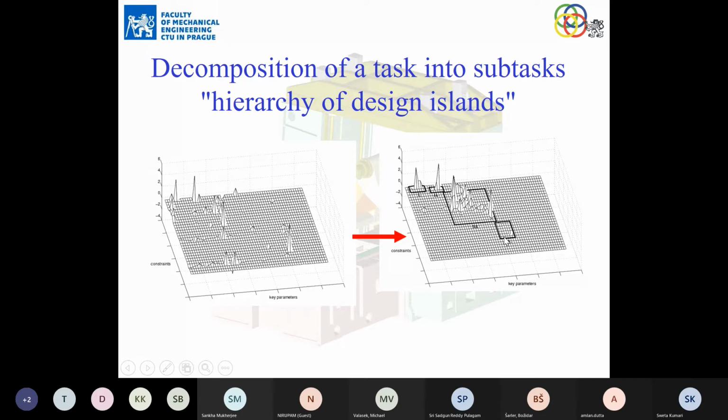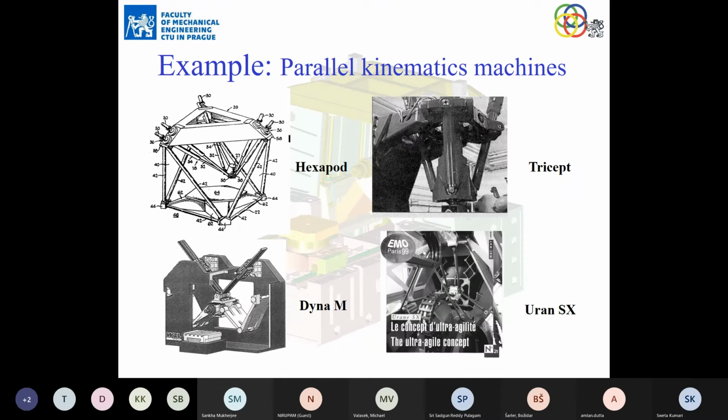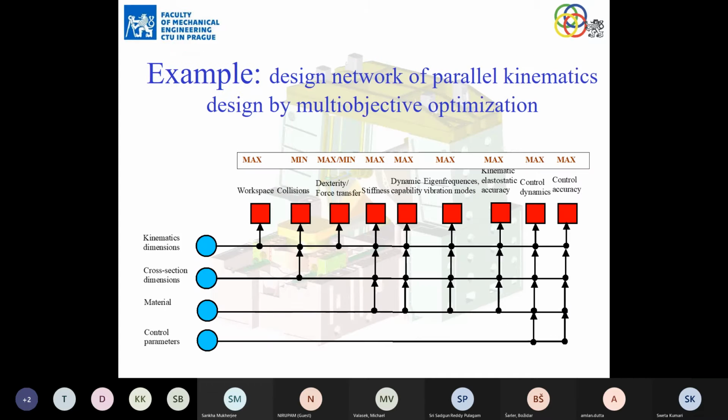And because islands are smaller, the exponential growth is limited, and you can tackle the computation. Everything is done based on the investigation of parallel kinematic machines. Here are some illustrative figures. The design network for such a parallel kinematic machine consists of parameters in kinematics, structural design, material selection, control parameters, and a lot of different constraints, from workspace collisions to control dynamics and control accuracy.